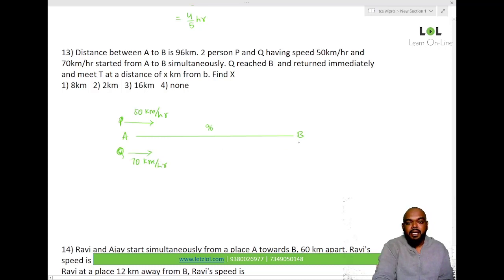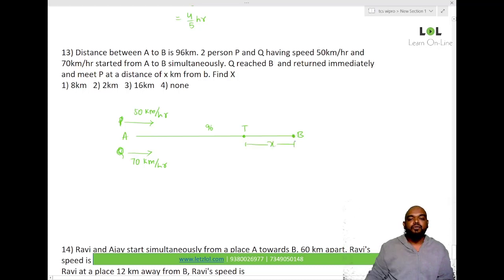Q reached B and returned immediately to meet P at a distance of x from B. At a distance of x from B. Let us say somewhere here. Met at here. Let us call this point as, let us say, T. And its distance is x.